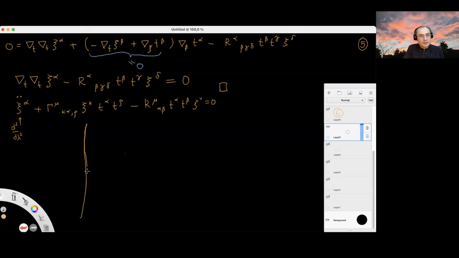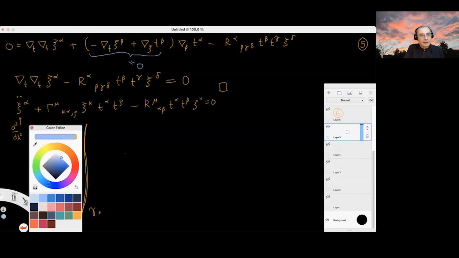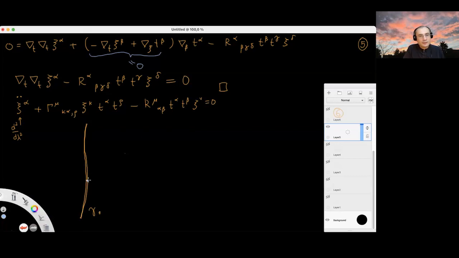So let's go back to our fiducial null geodesic, gamma naught. We can introduce a tetrad, a basis of the tangent space consisting of the vector t mu plus some three spatial vectors e I alpha. And then we can parallel transport this thing all along our fiducial geodesic. That's the parallel transport of this frame over here. So we pick a frame at one particular point, but this frame can be transported all along this curve.